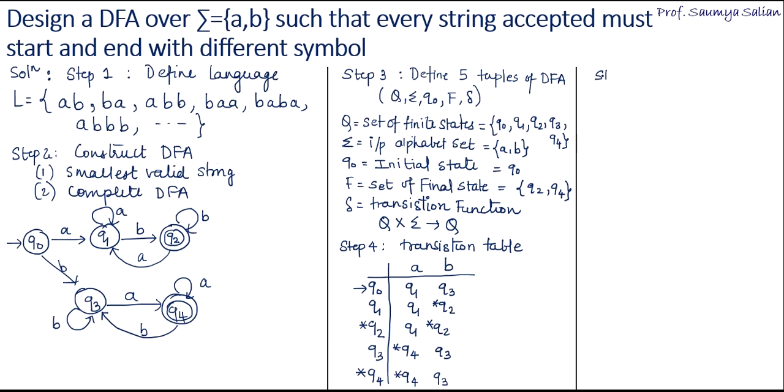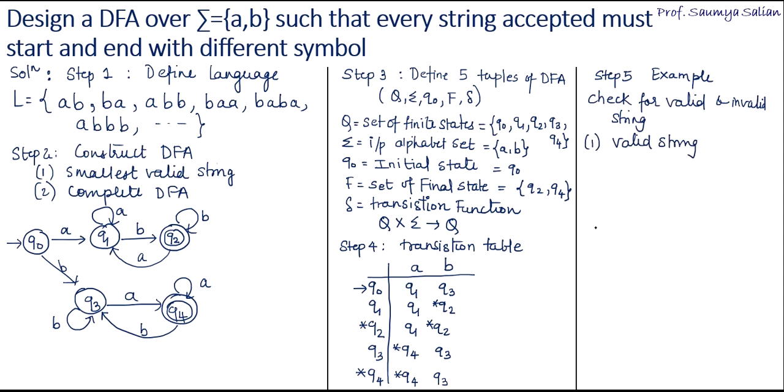Next step, step 5, is to give an example. Check the DFA for a valid and invalid string. Fine. So we'll take an example of a valid string. Here, if I am starting with B, I should be ending with an A, right? So now let's check. This is a valid string in the language.